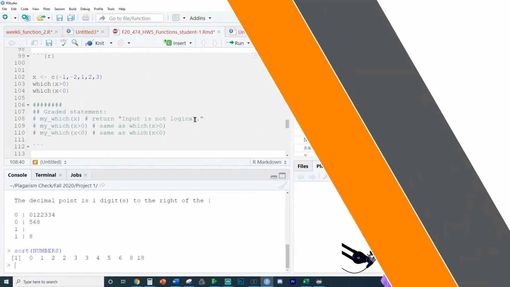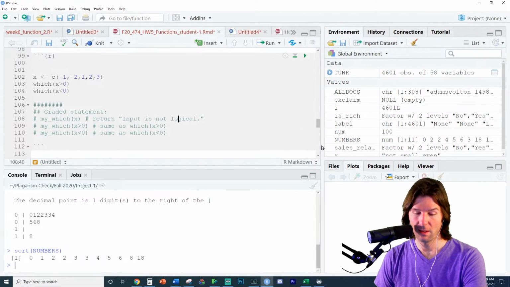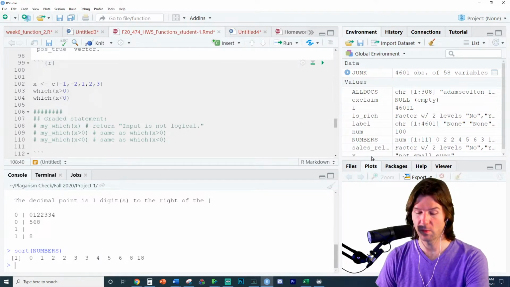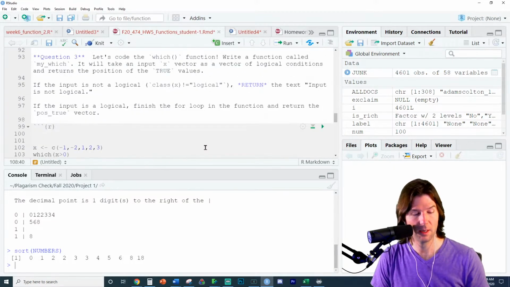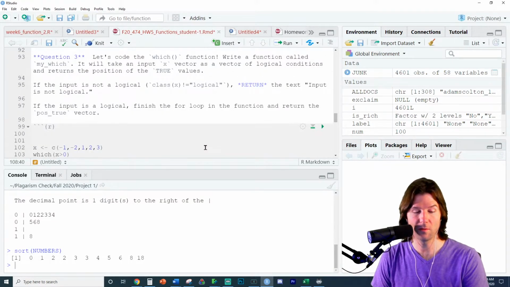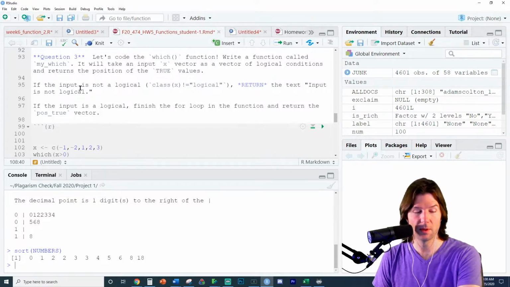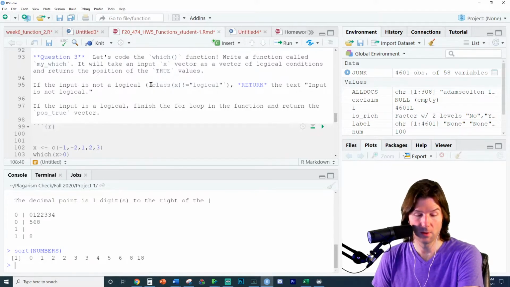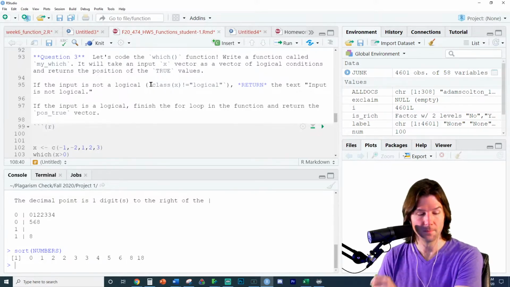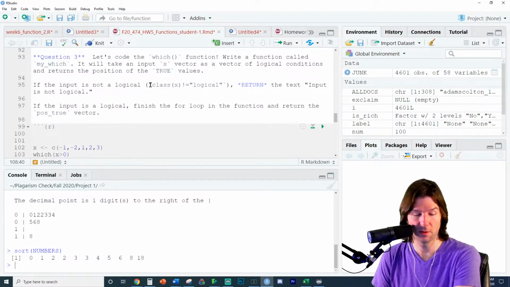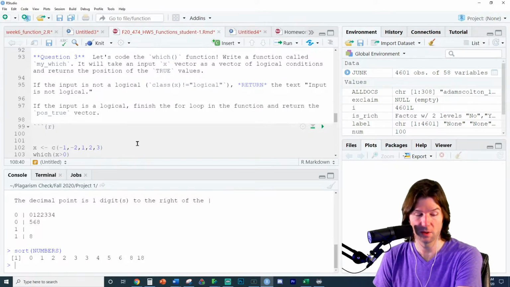Okay, we're here on the main screen, and we've got question 3. I'm going to try to do parts of it, not all of it. But question 3, let's code the which function. Write a function called myWhich. It will take an input x vector as a vector of logical conditions and return the positions of the true. If the input is not logical, return the text "input is not logical." If the input is logical, finish the for loop in the function and return the position true vector.